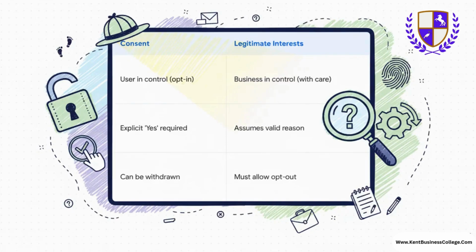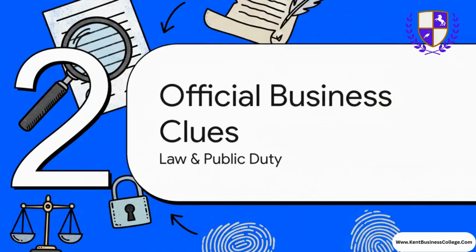So you might be wondering, what's the real difference between consent and legitimate interests? They sound kind of similar. Well, it all boils down to one thing: control. With consent, the user, the person, holds all the cards. They have to give you that explicit yes. But with legitimate interests, the business is more in the driver's seat. You have the power, but with that power comes a huge responsibility to be fair, transparent, and always provide an easy way out.